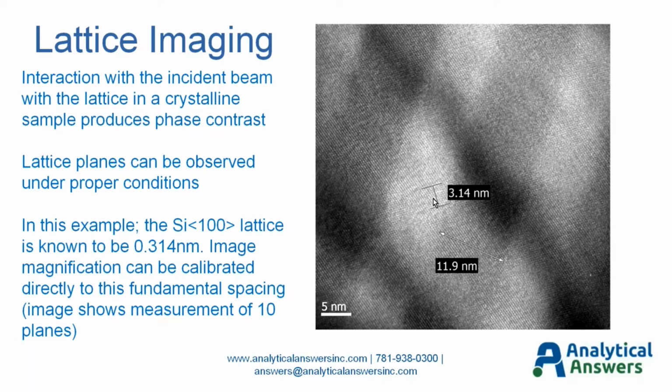And what I've done here is measured off 10 of those lattice spacings and assigned that length on the image to what I know is 3.14 nanometers. And then I can go back and very accurately measure any other feature in this image. And in fact, that's what we do. We work back as we decrease the magnification and cross-correlate all these images so that in the end our full magnification range is calibrated to the silicon lattice spacing.